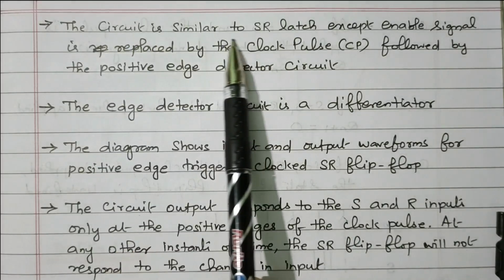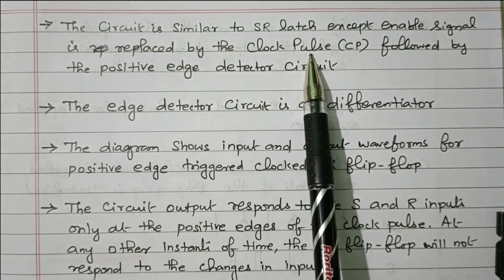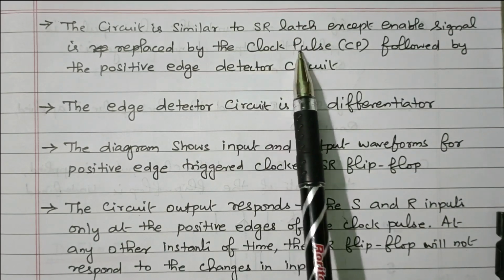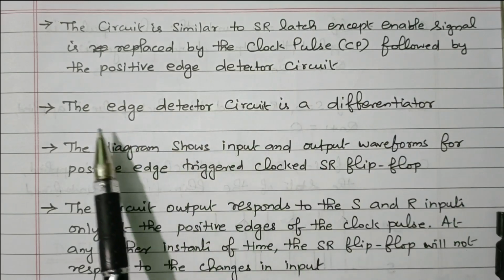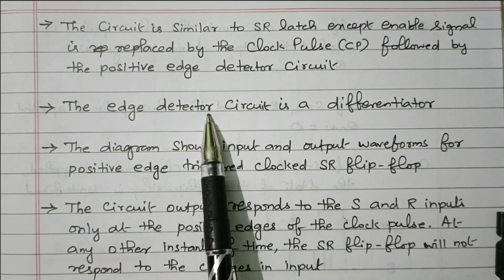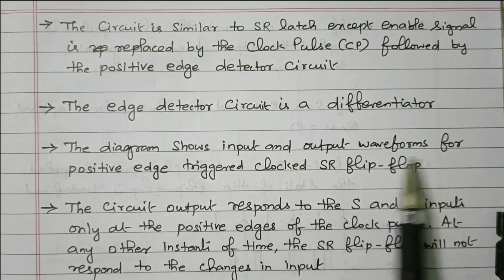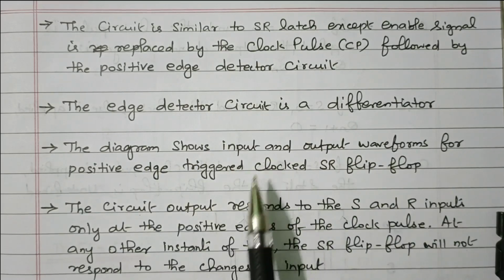The circuit is similar to the SR latch, except the enable signal is replaced by the clock pulse. Latch means we have an enable signal, but here it is replaced by the clock pulse, followed by a positive edge detector circuit. The edge detector circuit is a differentiator, so it is used for the clock pulse. The diagram shows input and output waveforms for the positive edge triggered clock pulse. We'll see that waveform later.